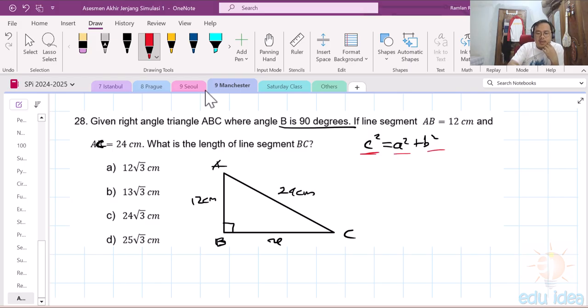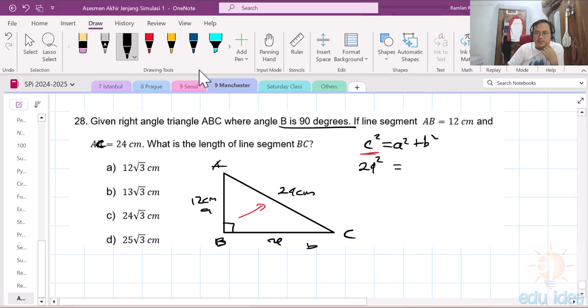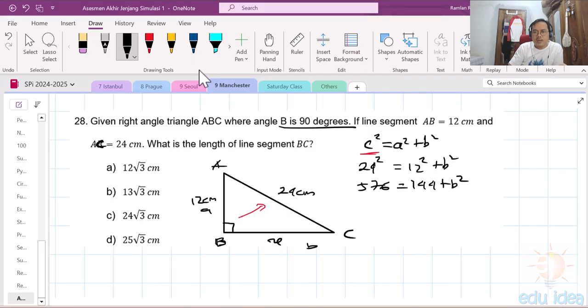The a and b don't really matter, you can switch them, but the c is very important because the c is the longest side. The longest side is the hypotenuse, which is always in front of the 90 degrees, which is this 24. So you can write this down as 24 squared, and then the a, let's name this b, that'll be 12 squared plus b squared. Now 24 squared, if I'm not mistaken, is, wait a minute. Okay, that is 576.